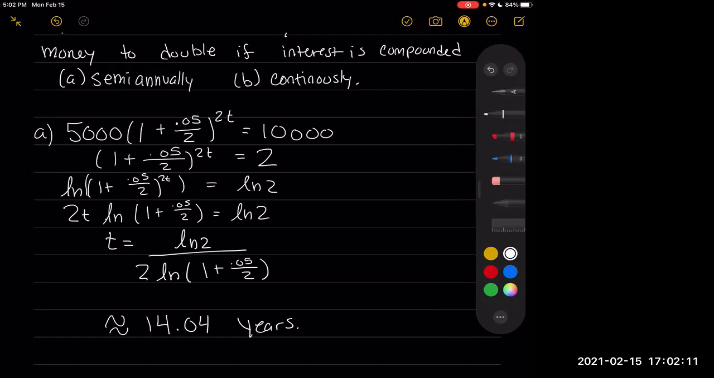So here would be a test quality answer. And here is a calculator answer, which is okay to do on the homework. You need both on the homework, but for a test, since there's no calculators, you'll just end with this kind of nasty looking term. Okay, and now we're going to do B.